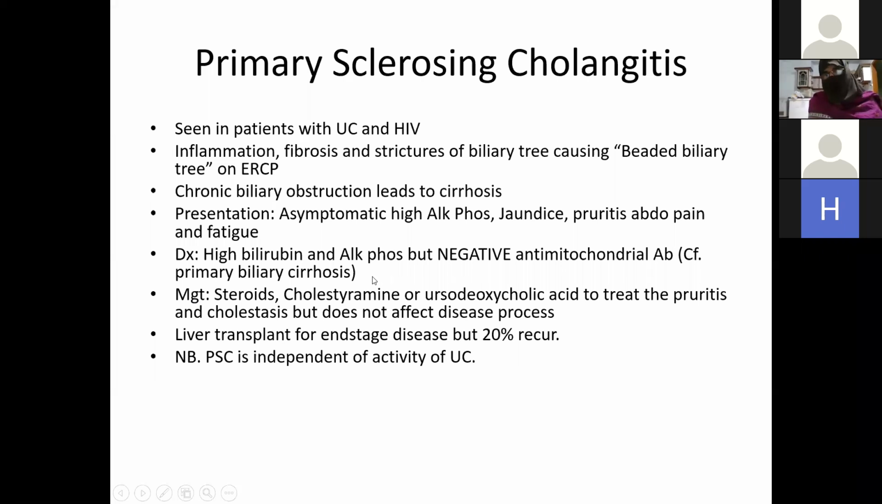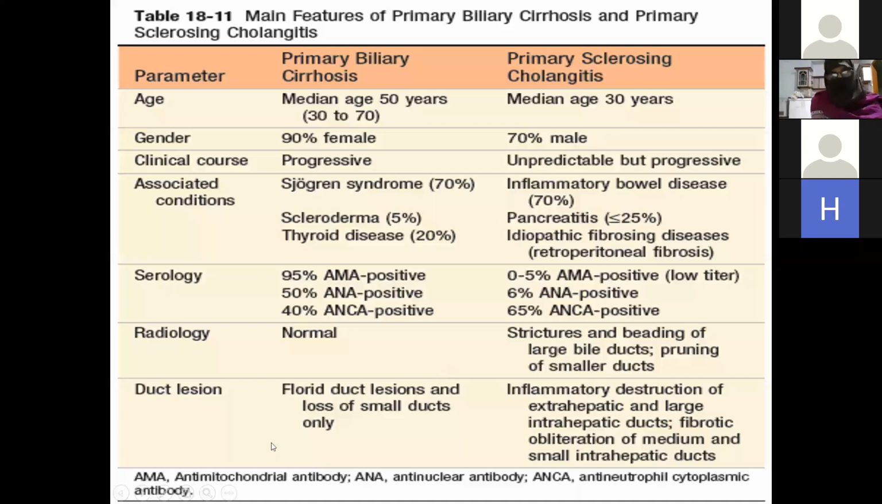High bilirubin, alkaline phosphatase, but negative for anti-mitochondrial antibody. Anti-mitochondrial antibody आपको याद करनी पड़ेगी. Steroids देते हैं. तो उसके बाद थोड़ा सा यहाँ पे याद रखिए कि primary sclerosing cholangitis में cholestyramine और ursodeoxycholic acid देते हैं to treat pruritus and treat cholestasis. Liver transplant is the treatment, like for any other end-stage liver disease. एक और notable point इसमें क्या है कि primary sclerosing cholangitis की strong association है with ulcerative colitis. So basically, again, this table is here. I know that I'm running out of time.